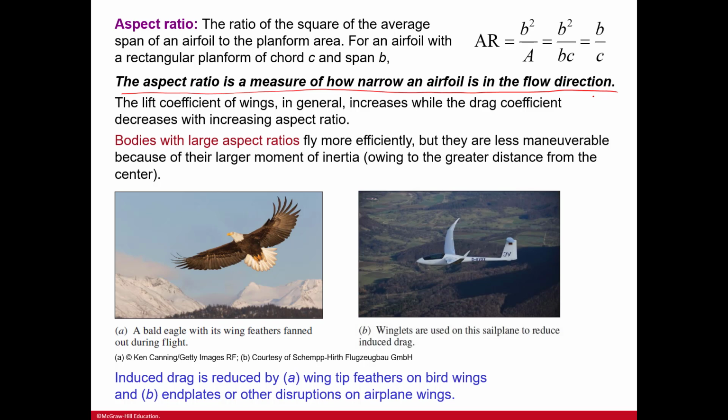So here, bodies with large aspect ratios fly more efficiently, but they are much less maneuverable because of their large moment of inertia. So here you can see a bald eagle with his wing feathers fanned out during flight. And then winglets are used on the sailplane to reduce induced drag.